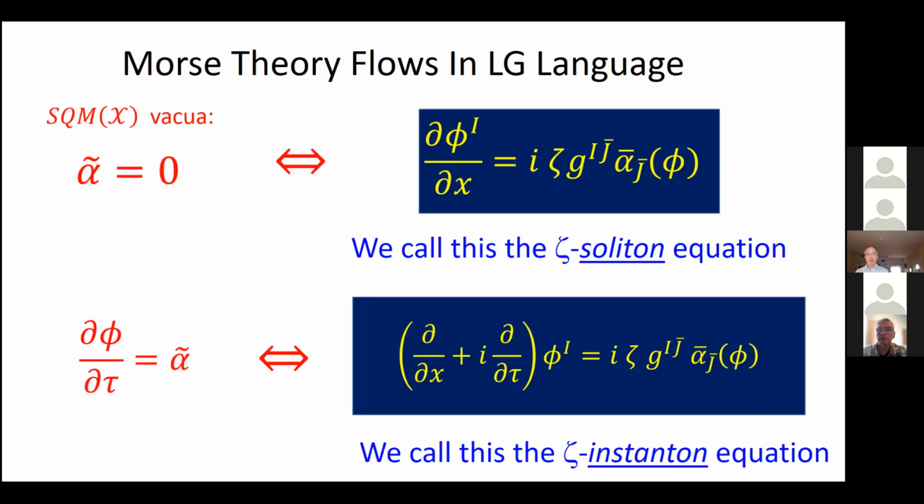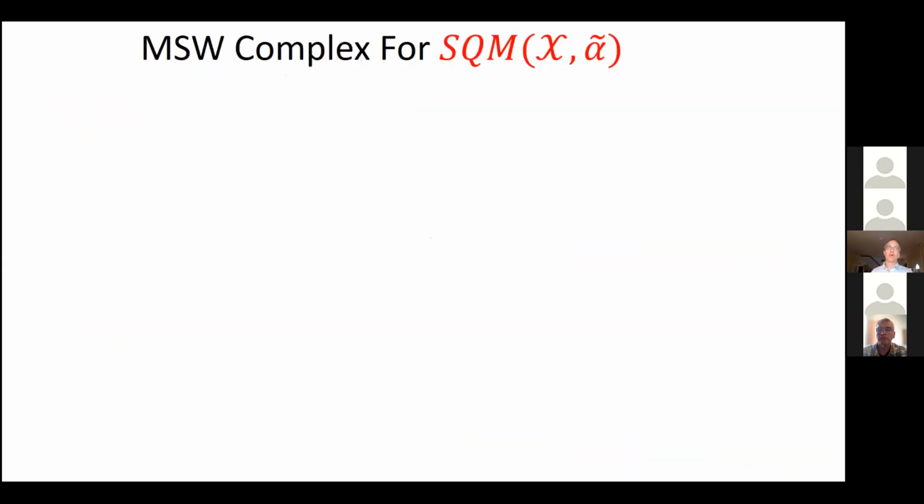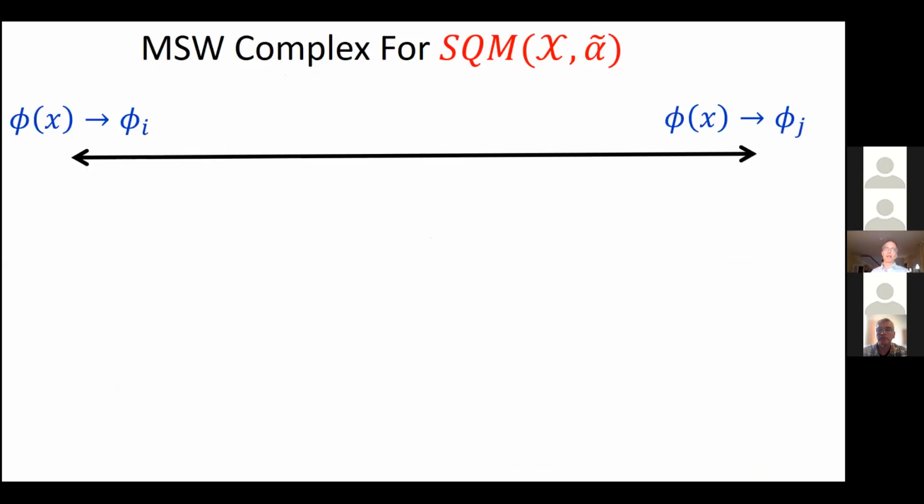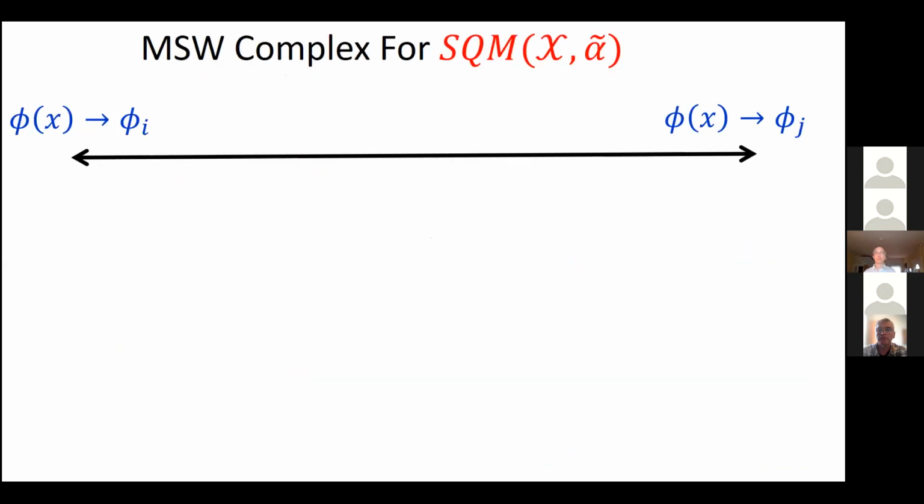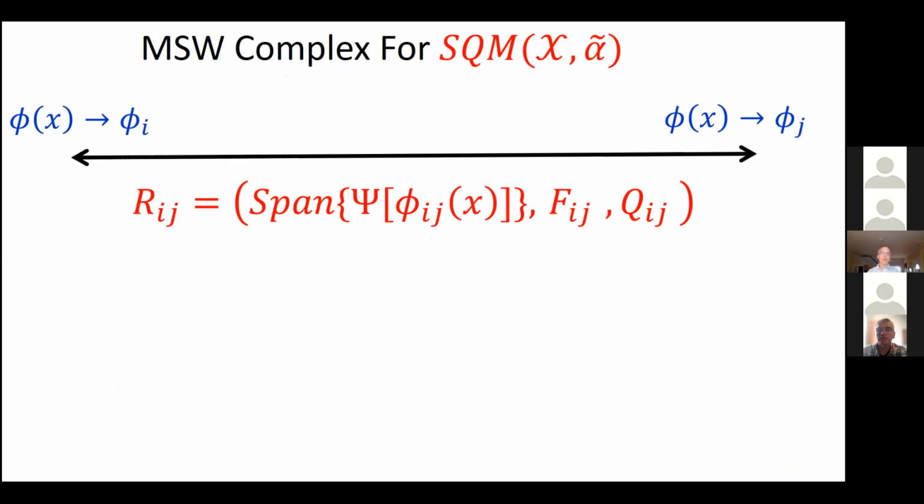So now let's think about, from the super quantum mechanics point of view, what is this Morse-Smale-Witten complex for this super quantum mechanics? Well, in order for the theory to be well-defined, we have to choose some boundary conditions on the zeta soliton equation on the real line. And the proper boundary conditions to choose are that phi of x goes to a vacuum phi_i on the far left and a vacuum phi_j on the far right. And once I make that choice, I have a Morse-Smale-Witten complex R_ij. So as a vector space, it's the span over the approximate ground states associated with each of the classical solitons, phi_ij of x, which solve the zeta soliton equation with these boundary conditions, phi_i and phi_j.